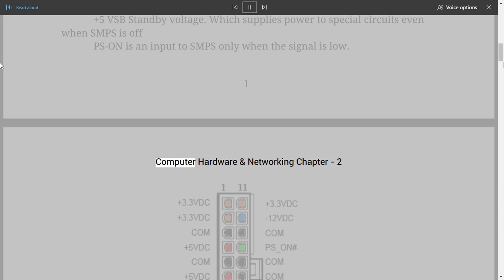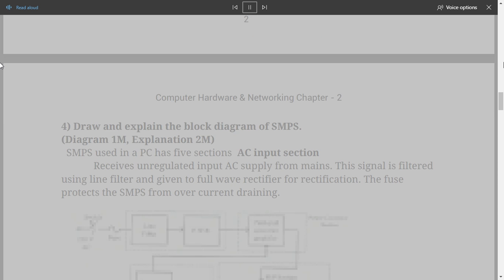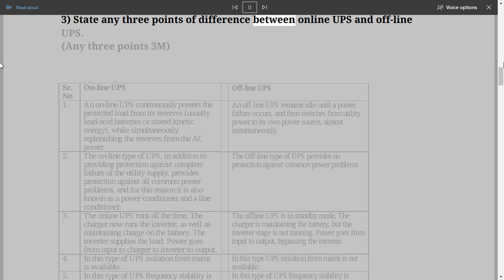Computer Hardware and Networking, Chapter 2. 3. State any 3 points of difference between online UPS and offline UPS. Any 3 points, 3M.